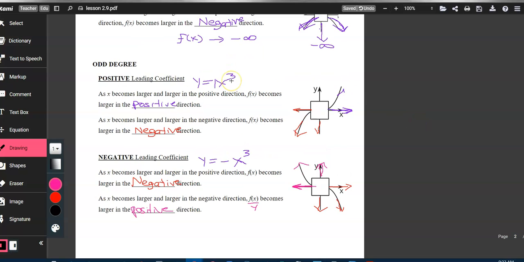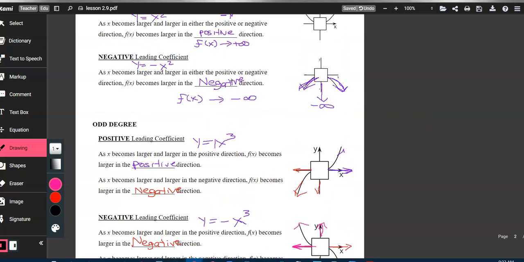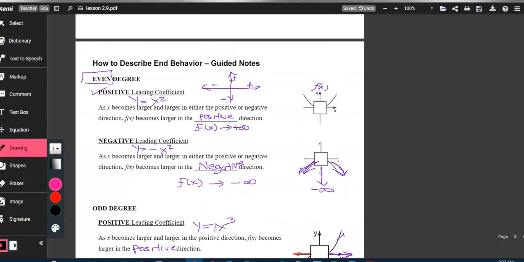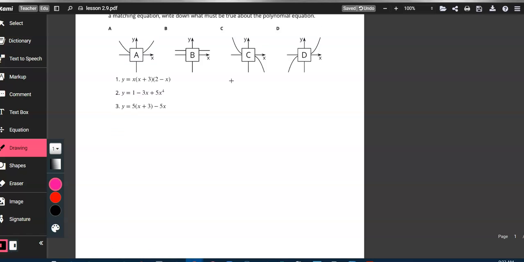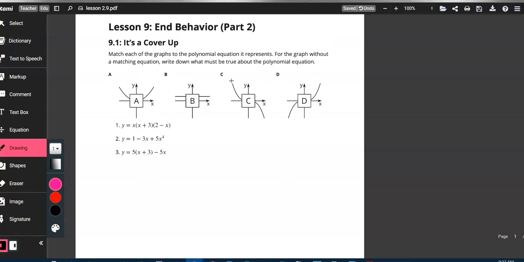Okay, so hopefully you were able to fill these out on your own PDF, on your own lesson 9. Let's do one of these as a warm-up. Match the picture with the equation. So let's see. Let's look at number 2. Right now, none of these are in standard form, so you can't tell the degree and you can't tell the leading coefficient.